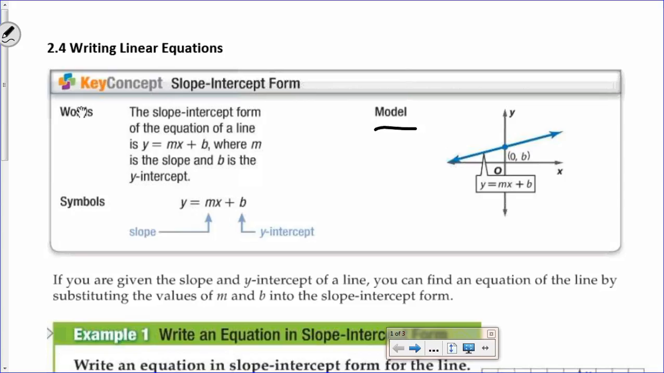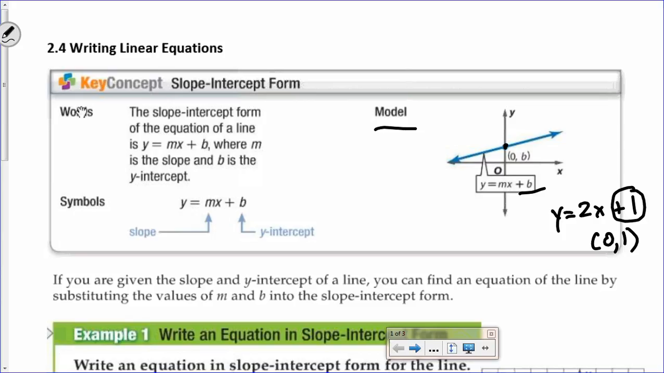So if you look at the model here, we've got a general line, y equals mx plus b. We see that the point b comes from where this line intersects the y-axis, and that point is (0, b). So if we had the equation y equals 2x plus 1, we know the point (0, 1) is on that line, and that comes from (0, b), because this value of 1 is represented by b. And m is the slope.